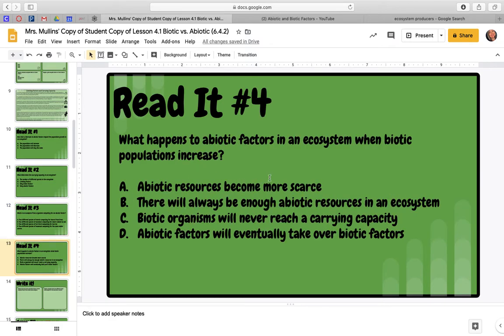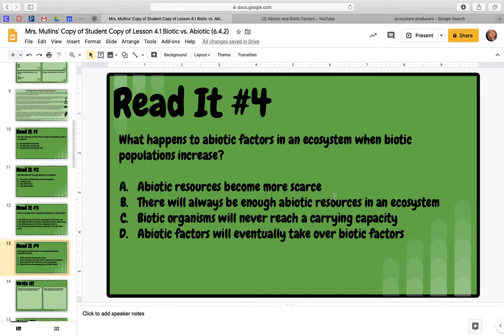All right, what happens to abiotic factors in an ecosystem when biotic populations increase? So, if you have an increase in population, what's going to happen to the water and the shelter and the soil and things like that? Okay, so abiotic resources become more scarce. Scarce meaning not as many, they start to go away.